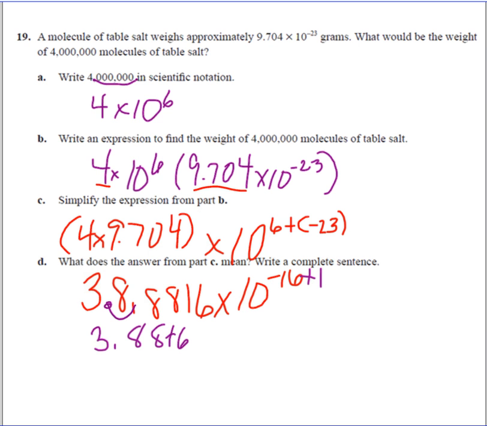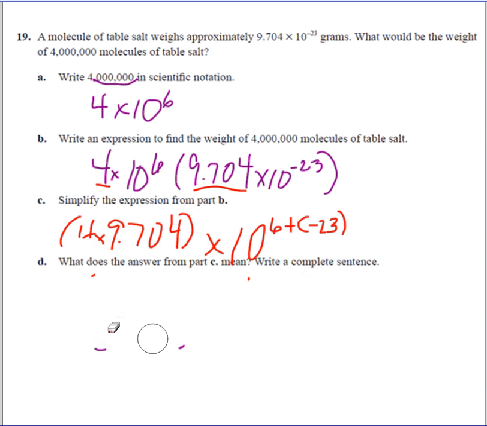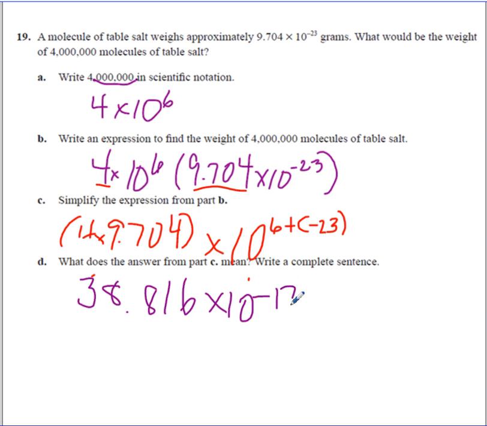We have too many 8s up here, so let me erase this whole thing. Sorry. 38.816 times 10 to the negative 17. And again, we'll move it in 1 and show that by plus 1. So 3.8816 times 10 to the negative 16 power.